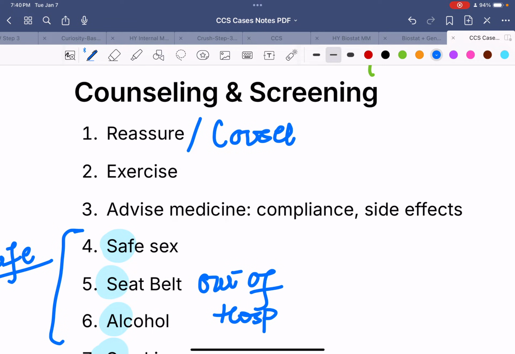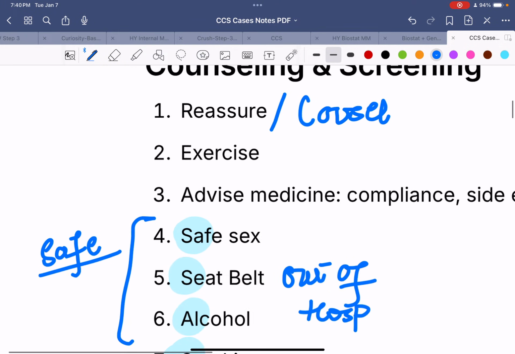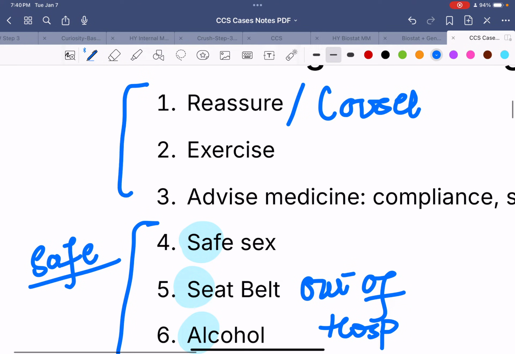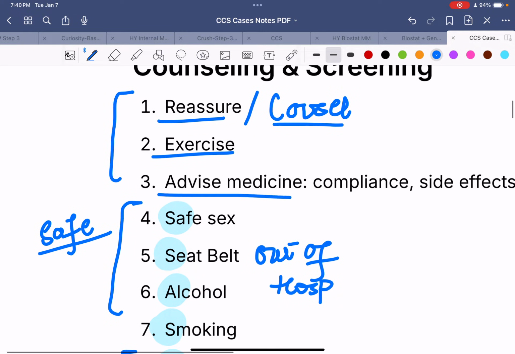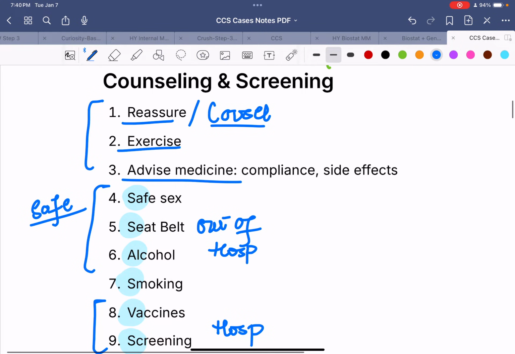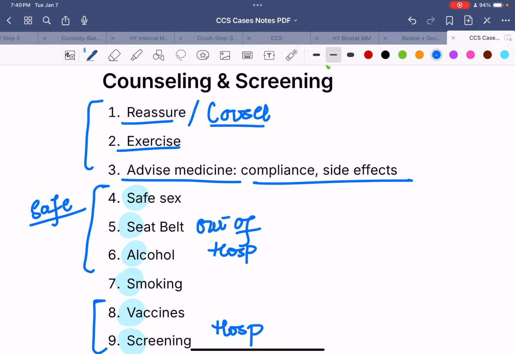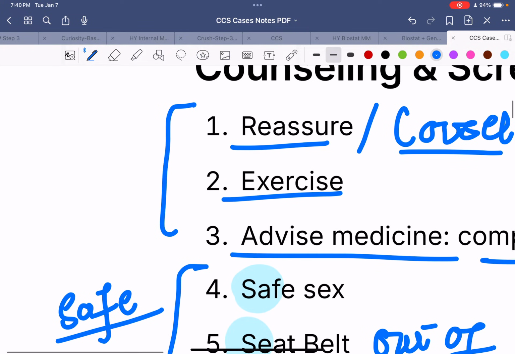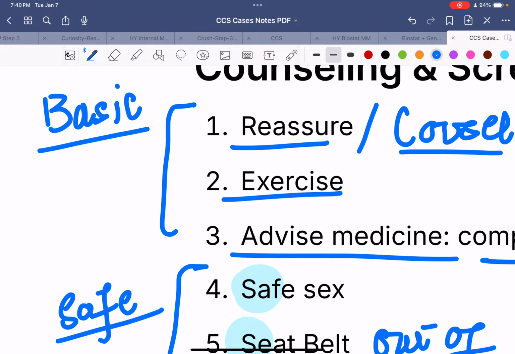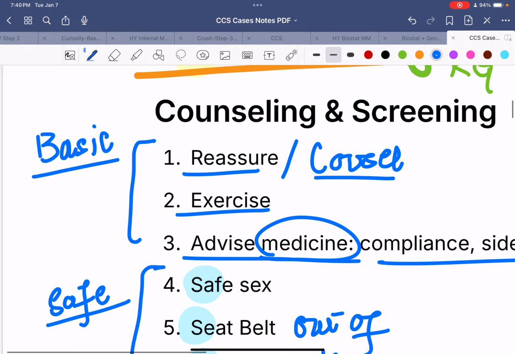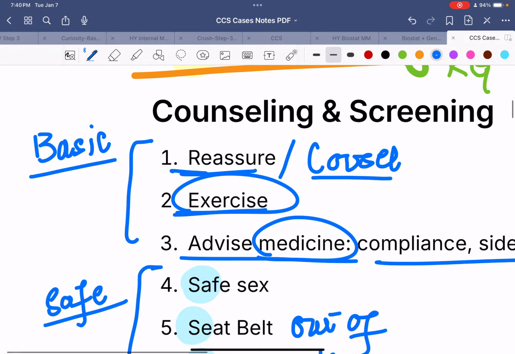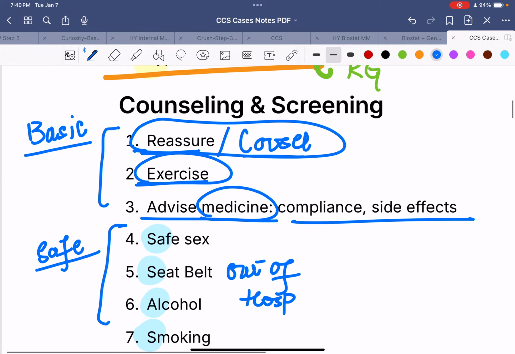Counsel the patient, reassure the patient, and advise that everyone needs to exercise. Once you counsel and reassure, you can also tell them about exercise, as well as the medications: compliance with the medications and the side effects of the medication. This is the most basic thing that needs to be done for all patients, because you're going to be prescribing some sort of a drug, and if the patient needs some sort of exercise, and of course everyone needs reassurance and counseling.